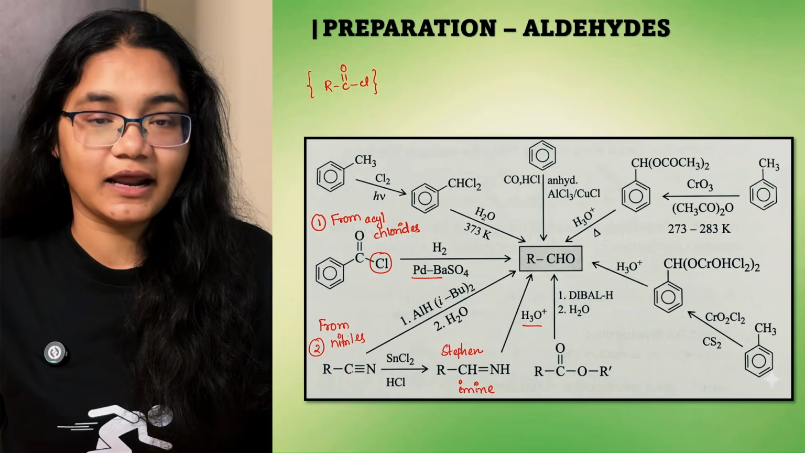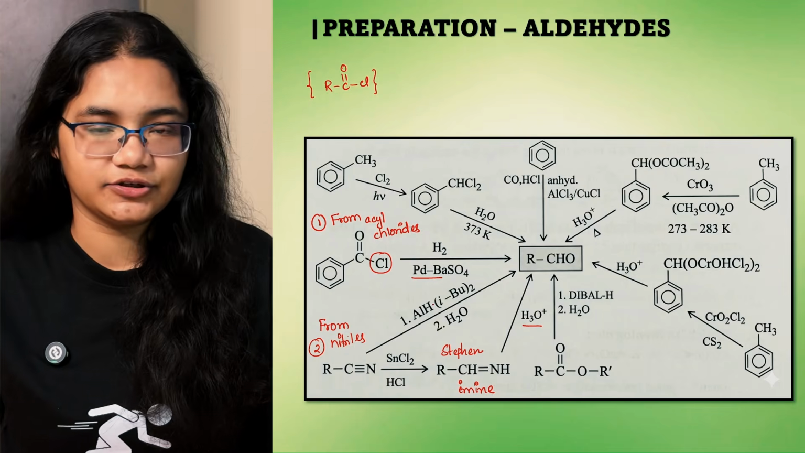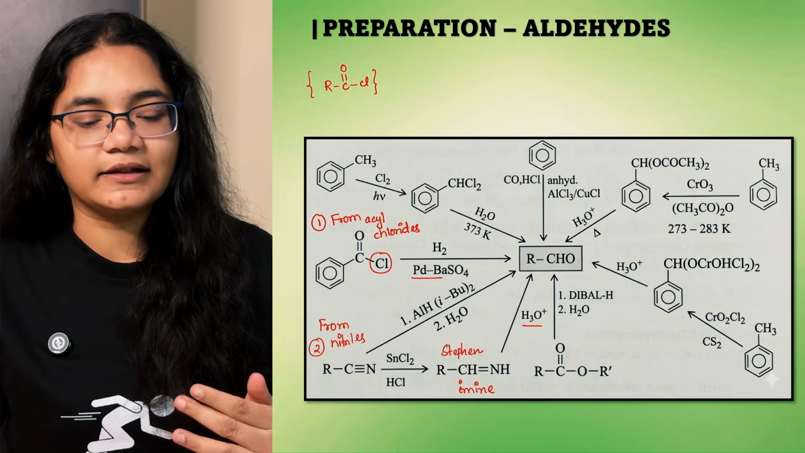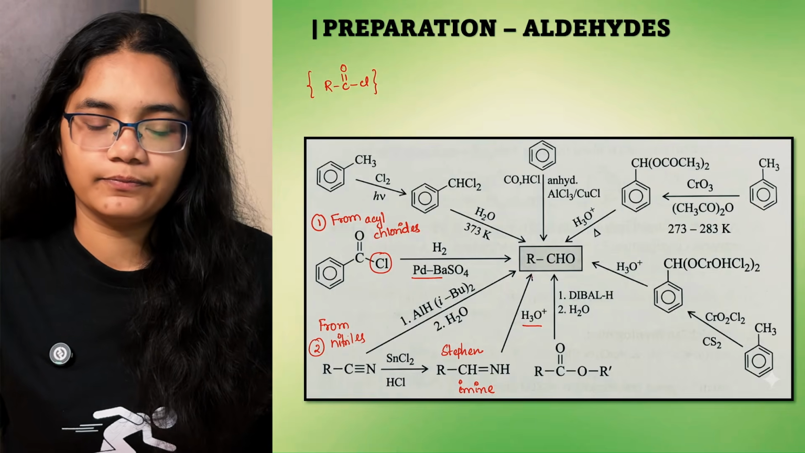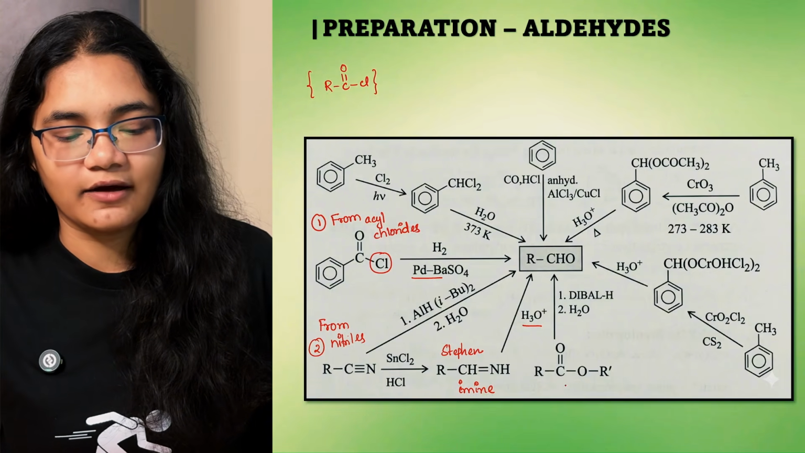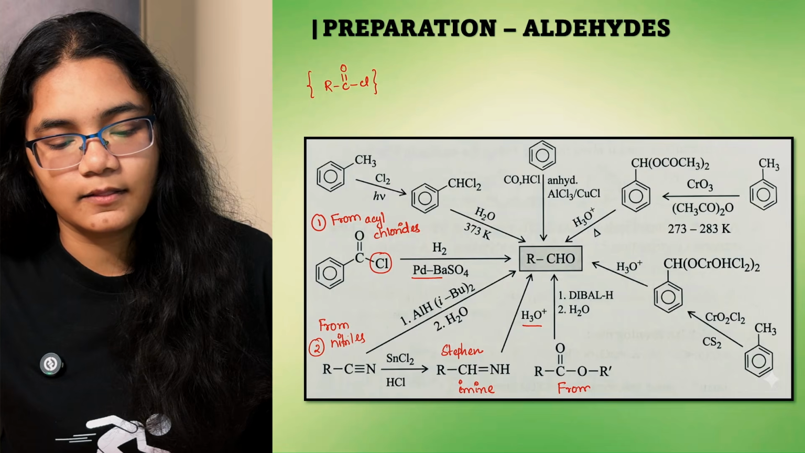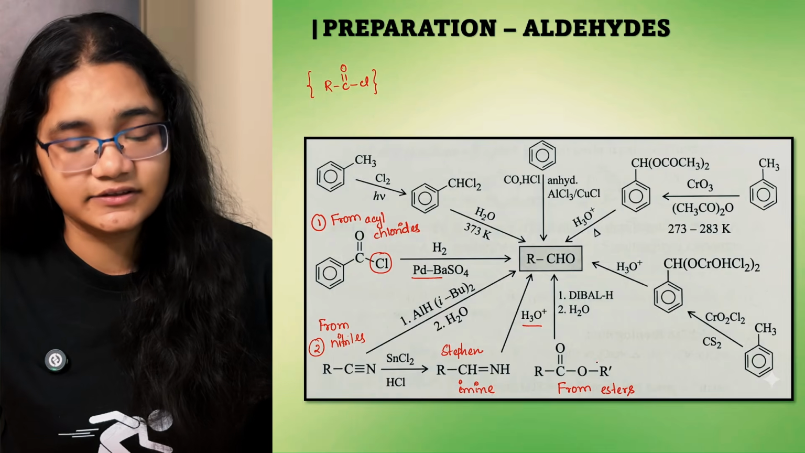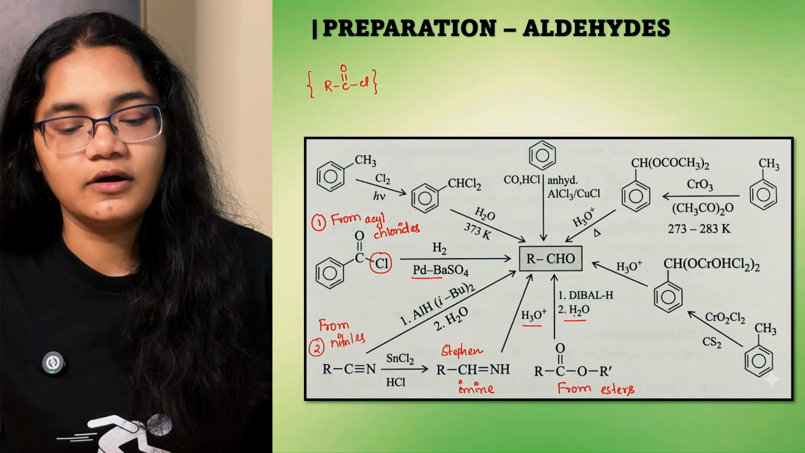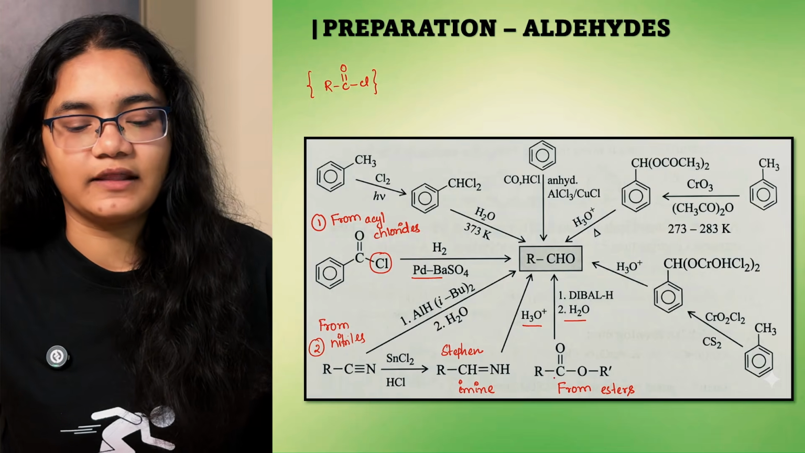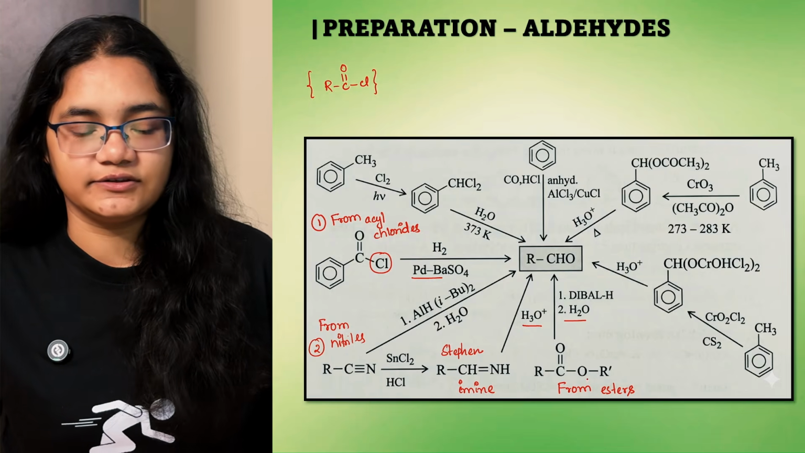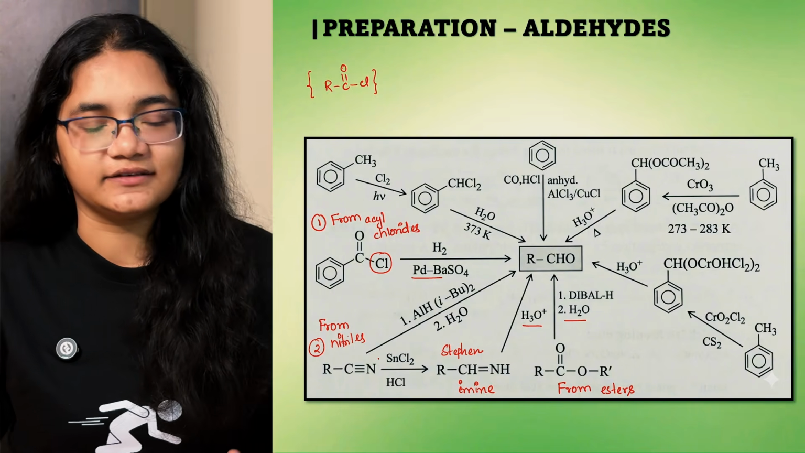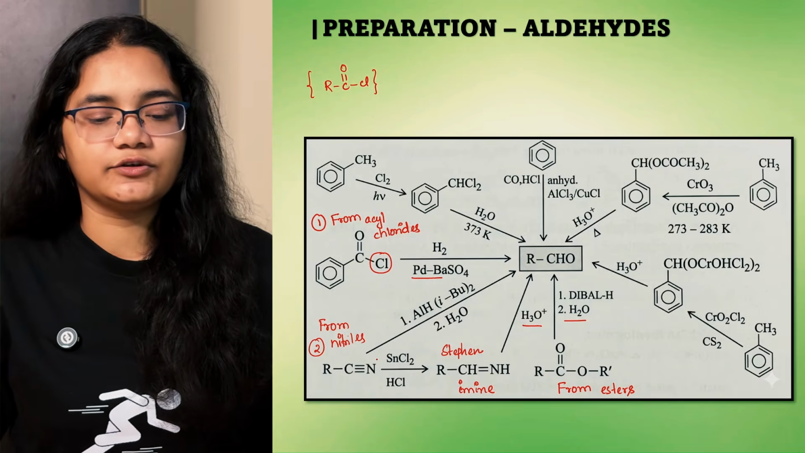Now the same nitriles can be treated with DIBAL-H. There is a reagent called DIBAL-H, which stands for diisobutylaluminium hydride, and that also gives you RCHO. Okay, so this is from nitriles, and you have also from esters. If I have RCOOR', that is esters, and you treat it with DIBAL-H and water, that will again give you RCHO. So from nitriles, if you take RCN, there are two ways: by treating with SnCl2 and HCl, which is your Stephen reaction, and the other one is using DIBAL-H.